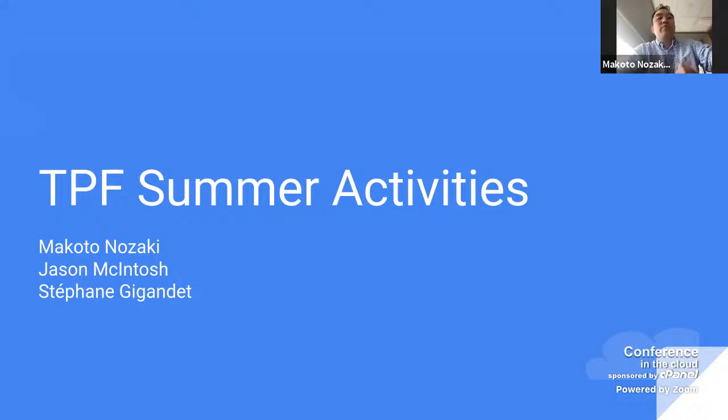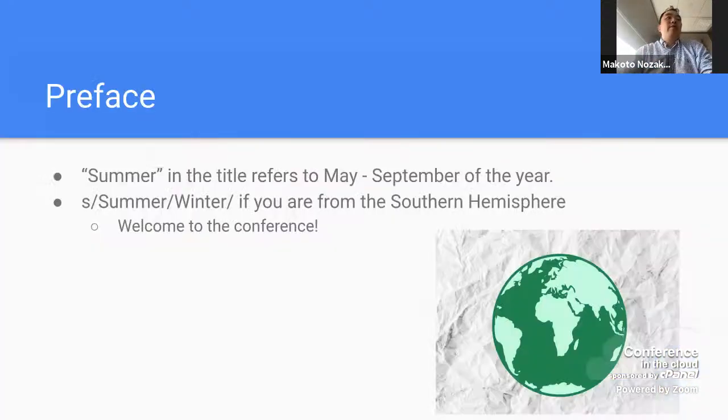Sure, we are ready. So I am Makoto from TPF, the Perl Foundation, and I am going to talk about our summer activities with Jason McIntosh and Stefan. First of all, by summer, I am trying to say it is May through September. If you are coming from the southern hemisphere, it means winter for you. And if you are far away, then welcome to the conference.